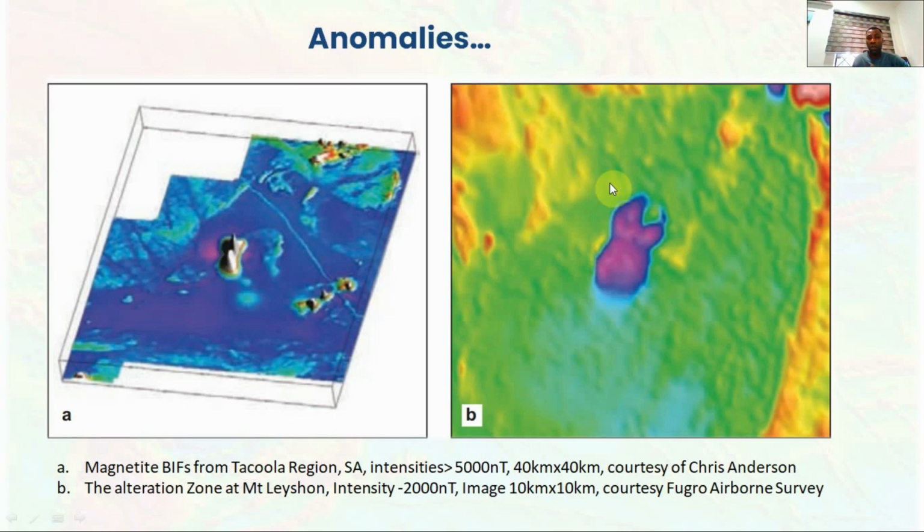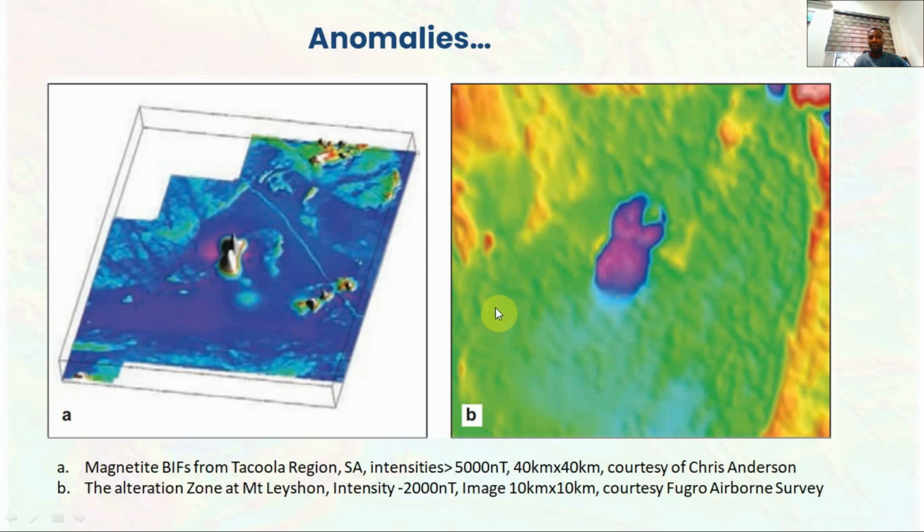Also, if you look at this image, you have the alteration zones of annihilation. The intensity is minus 2000 nanotesla, gotten from the Fugro Airborne Survey. So you can see that this is also a very clear anomaly. Why? This is an alteration zone.